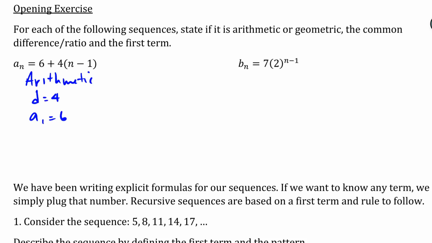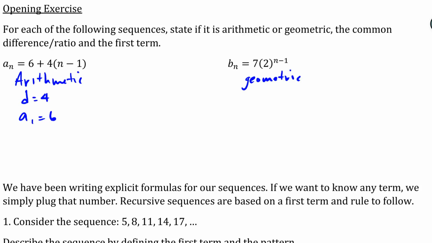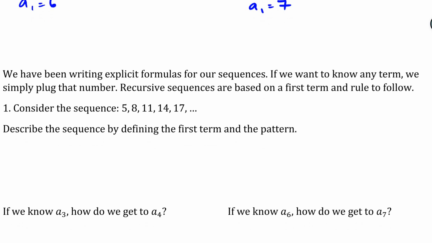For b sub n, because we have something with an exponent, I know that that's going to be geometric. I know that the first term is going to be 7, and the common ratio is going to be 2. So let's take a look at another sequence.